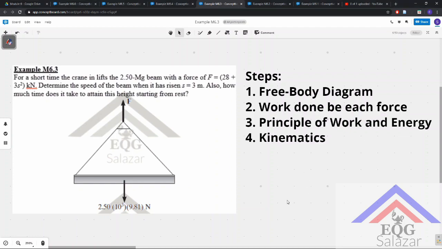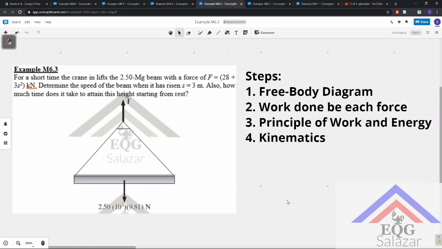Example M6.3. For a short time, the crane lifts. The crane in the figure lifts the 2.5 megagram beam with a force of 28 plus 3s squared kilonewtons. Determine the speed of the beam when it has risen 3 meters. And also, how much time does it take to attain this height starting from rest?